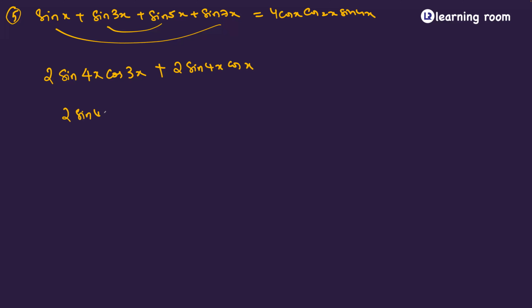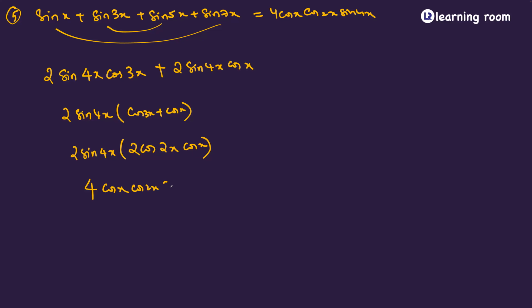So, 2 sine 4x into, you have cos 3x plus cos x. So it will be 2 times sine 4x into cos 3x plus cos x, which is going to be 2 cos of 2x cos of x. So 2 into 2, 4. 4 times sine 4x cos x cos 2x. That's the answer.